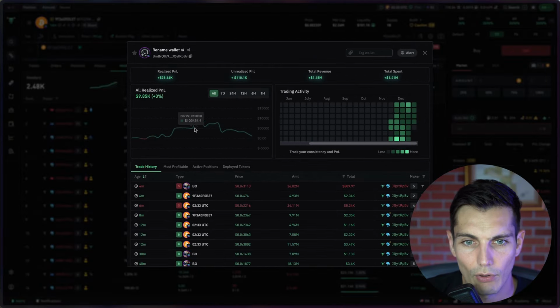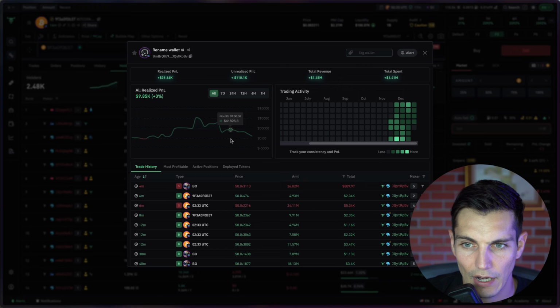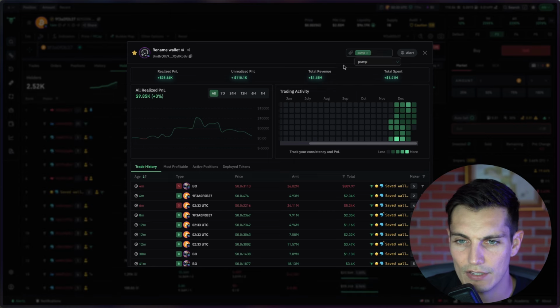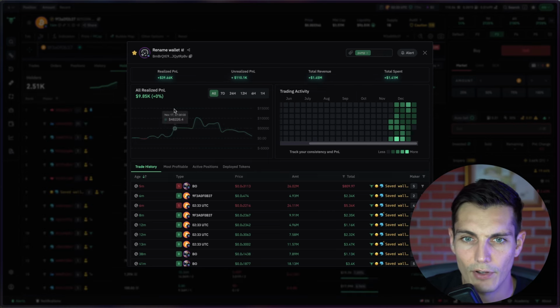Okay, I have all his elements. I know how his wallet is doing. And what is amazing here is I can rename the wallet. I can put a tag to the wallet. So let's say I know this guy trades on Pump Fun. Unrealized P&L 110K, that's pretty cool.